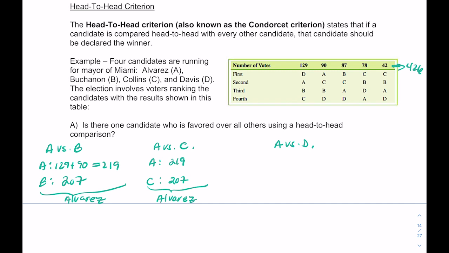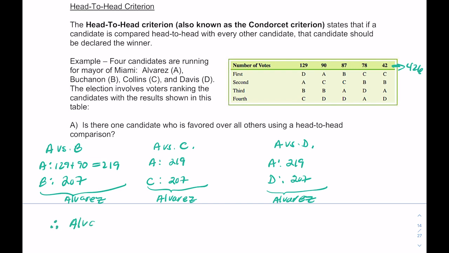And then last but not least, I have Alvarez and Davis. So A and D, again, it's going to add up to 219, but we're using different numbers. So A and D, that would be 90. And then the other place that A is first, A and D is 87 and 42. So if I add 90 plus 87 plus 42, again, I get 219. And again, D would be 207, the leftover. So Alvarez wins again. So overall, Alvarez should be declared the winner because they're favored over all the candidates.